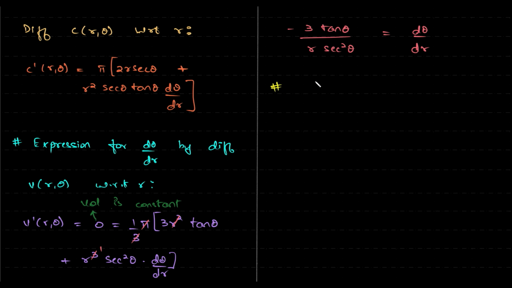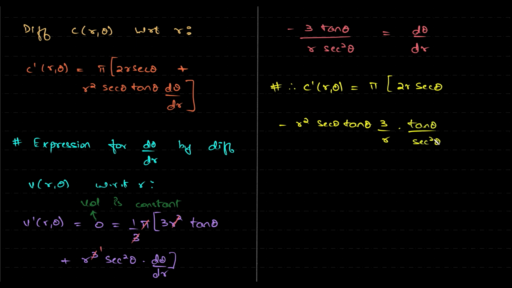Okay, right? And therefore this particular expression would be pi times of 2r secant theta plus r square secant theta tan theta. Since d theta by dr is minus, I'm going to write that itself, 3 by r tan theta by secant square theta. So this and this will get cancelled, secant and this will get cancelled, and we have the following scenario.